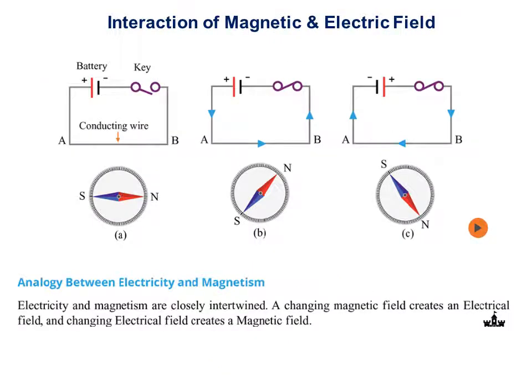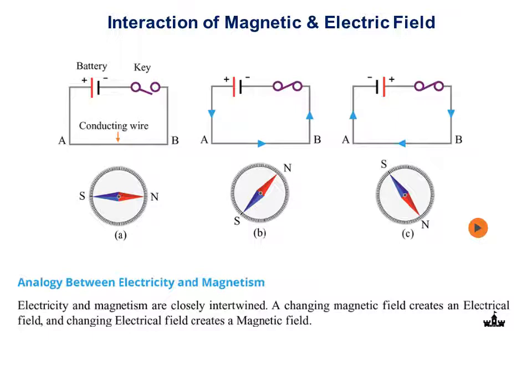Interaction of magnetic and electric field. When in a closed circuit current is passed through the circuit, it produces magnetic effect, as shown in the figure ABC. When the circuit is not closed, it is an open circuit, current is not flowing since there is no magnetism, and the magnetic needle or compass remains in the stationary state.